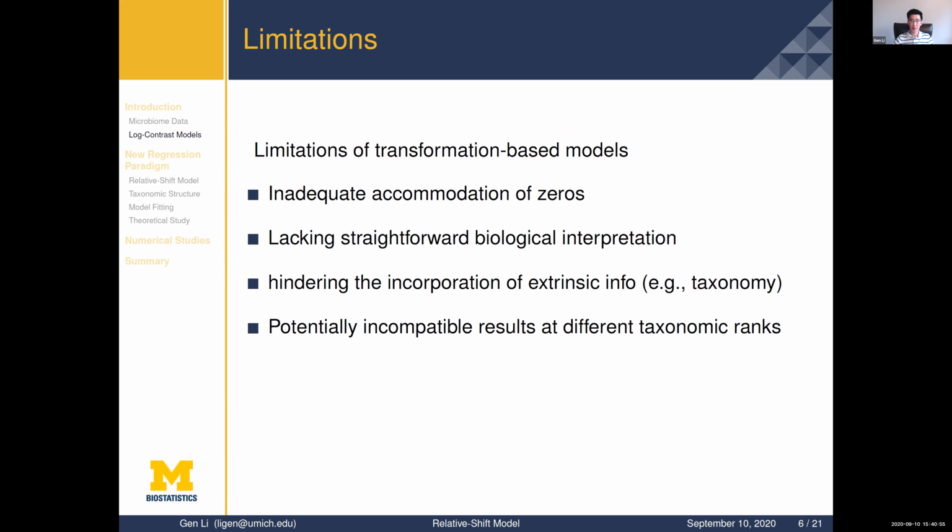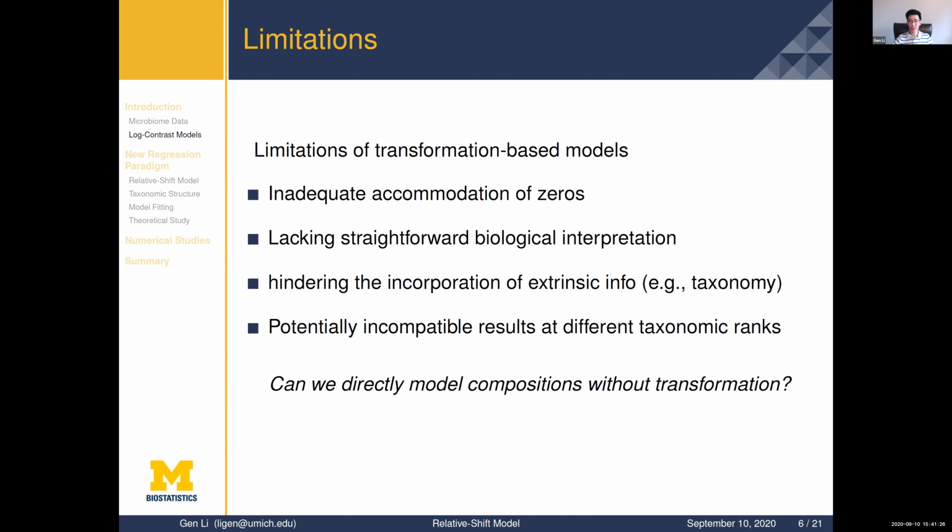It also hinders the incorporation of extrinsic information such as the taxonomy or phylogenetic information. And finally, if we apply this model at different taxonomic ranks of the same data, we may get very different results. There's no guarantee that this model gives you compatible results across different taxonomic ranks. So these are all very realistic limitations of these transformation-based log contrast models.